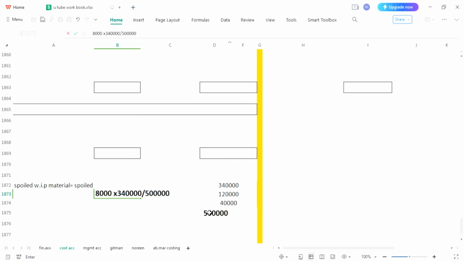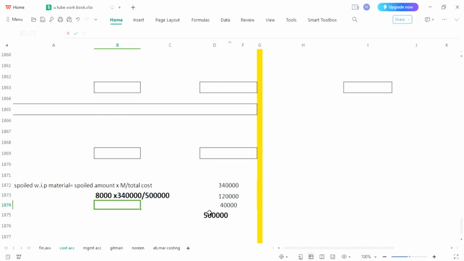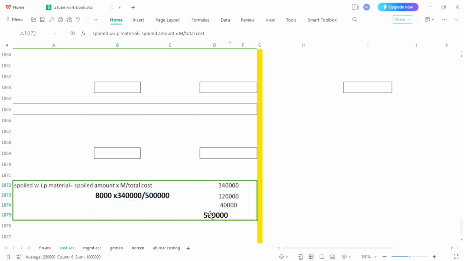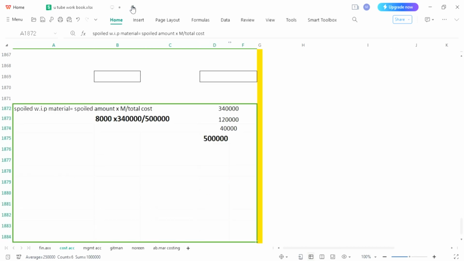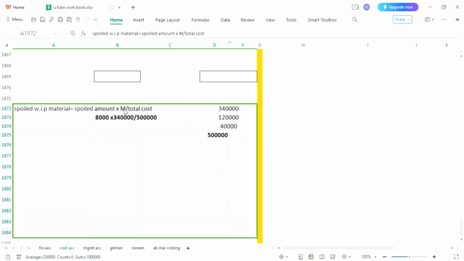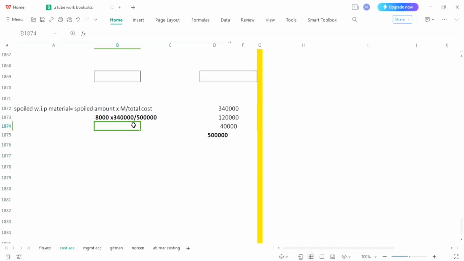So 340,000 divided by 5 lakh. Statement is completed. Now you can put it on your calculator. Actually font is still very large. Let me decrease it to 14. Okay, so you have calculated your amount over here. Now we are putting it on calculator.